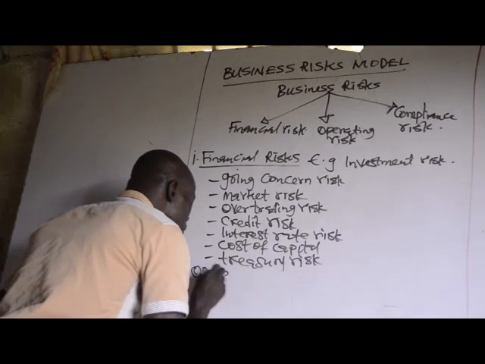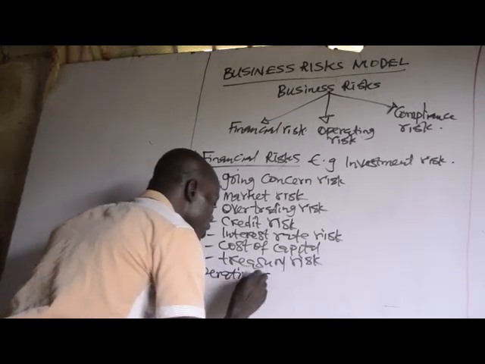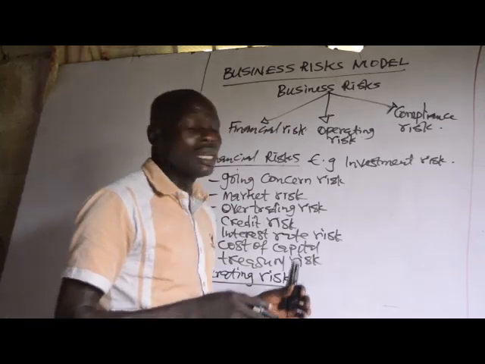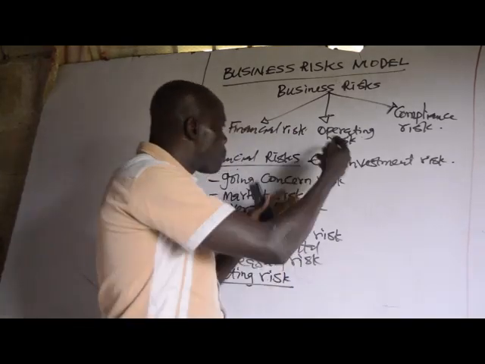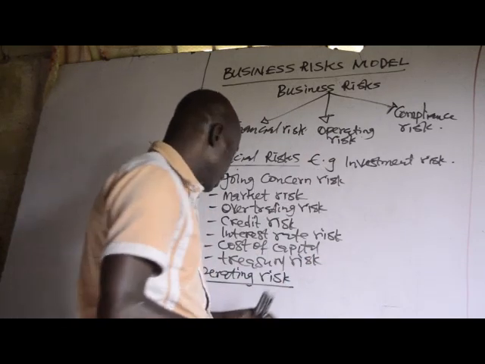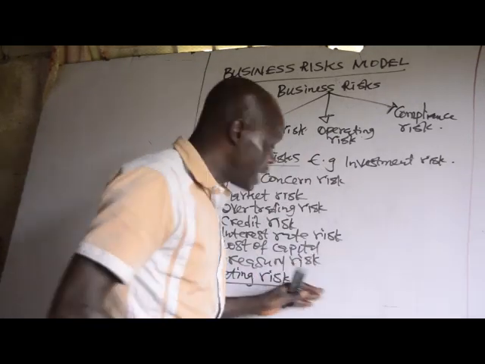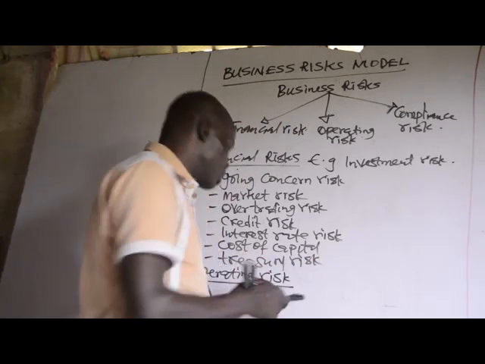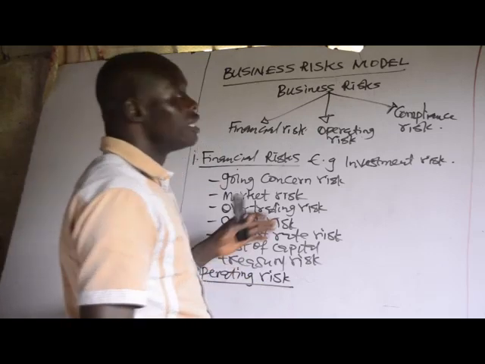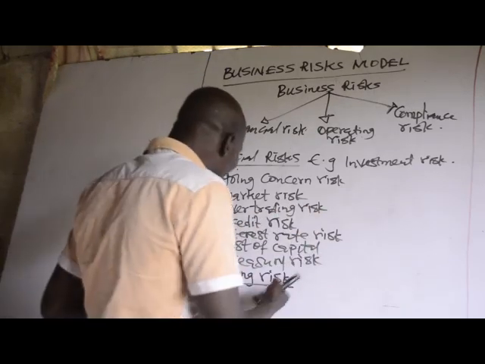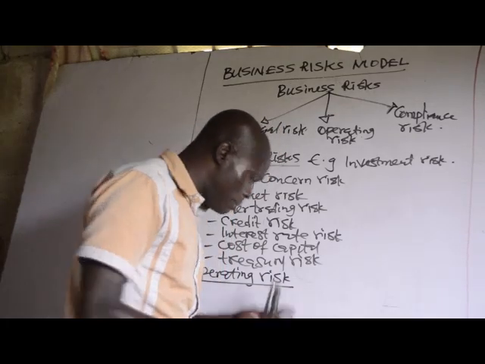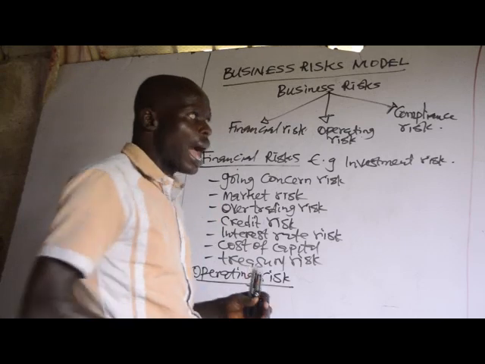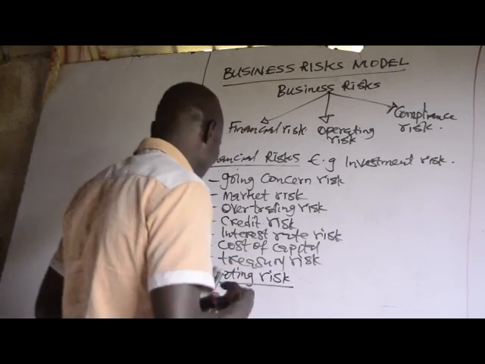Number two, operating risk. Operating risk is the risk that arises from the operation of the business. The risks that arise from the operation of the business are said to be operating risk. Operating risk is the risk that arises from the regular activities of the business.